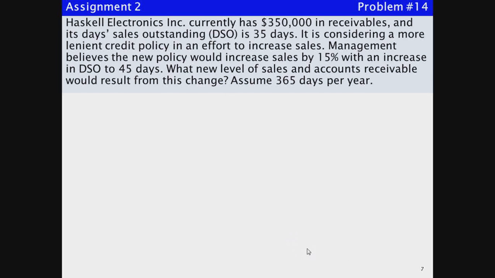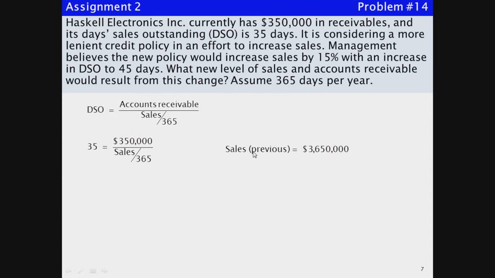We'll, of course, assume 365 days per year, which is pretty standard when you have to use the number of days in a year in a ratio. Okay, the days sales outstanding ratio is accounts receivable divided by sales per day. And we'll start with the initial DSO ratio of 35 days. That ratio is when accounts receivable is $350,000. Divide that by sales per day, and we can solve for the sales level. So the previous sales level was $3.65 million.